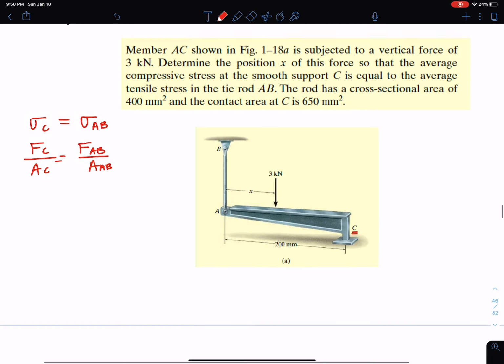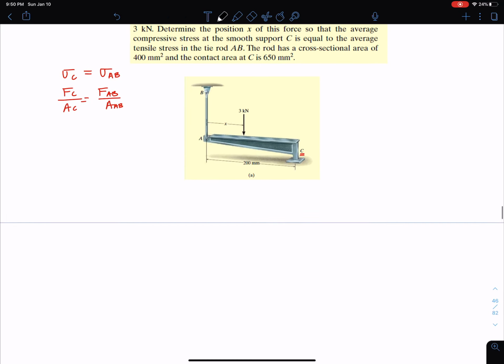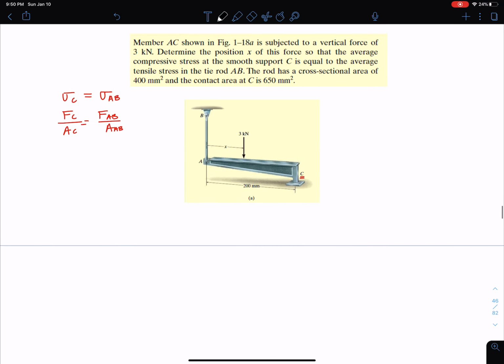So the first thing I'm going to do now is sum forces in the y direction and moments, and basically I'm doing this because I'm going to apply my equations of equilibrium to see what I can solve for. Okay, let me draw the forces for the free body. So I would have FAB here and I would have FC here. I'm just going to draw these both positive for now.